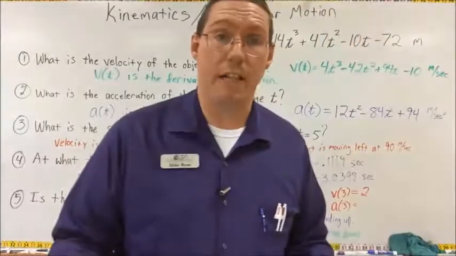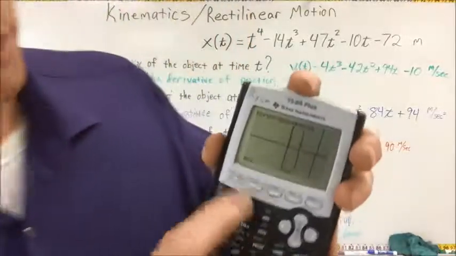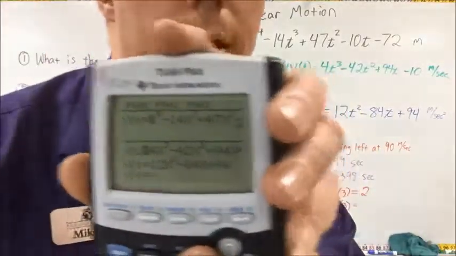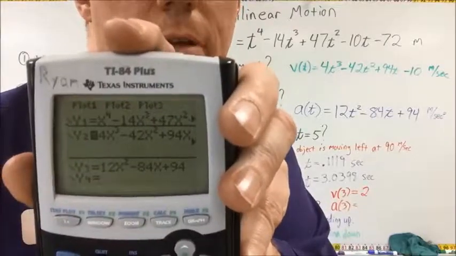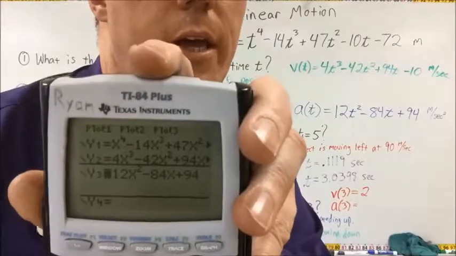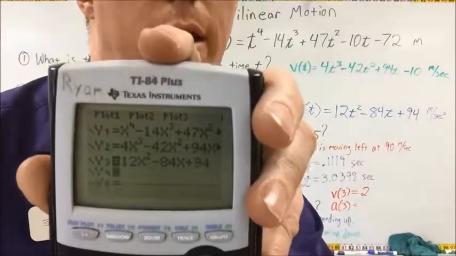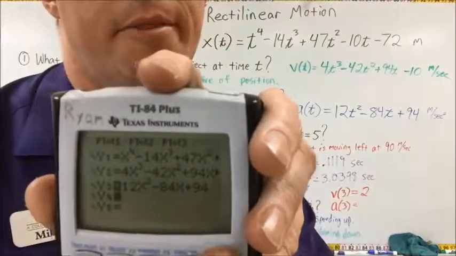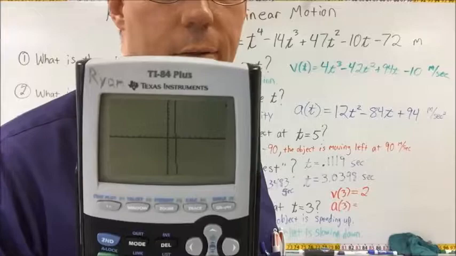Now I'm going to turn off the velocity function and turn on the acceleration function. So I'm going to go to y equals. I'm going to go down over here to the equal sign. I'm going to press enter. That's going to turn off velocity. Then I'm going to go on the equal sign for acceleration, press enter, and that's going to turn on acceleration. Then I'm going to press graph, and now we're going to see the acceleration graph.